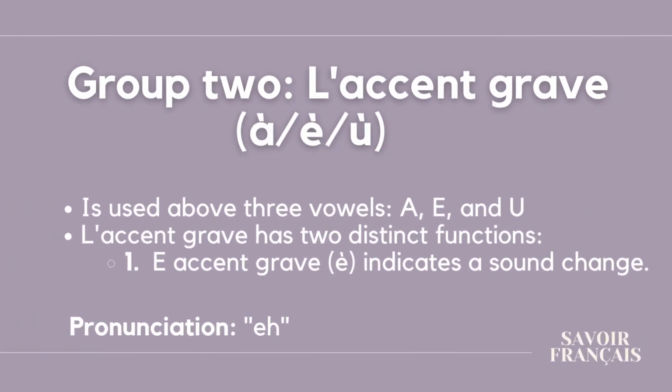The second group is the grave accent, l'accent grave. L'accent grave is used above 3 vowels, A, E, and U. However, l'accent grave has 2 distinct functions in relation to the vowels. On E accent grave, the accent mark indicates a sound change. The pronunciation of E accent grave is è.